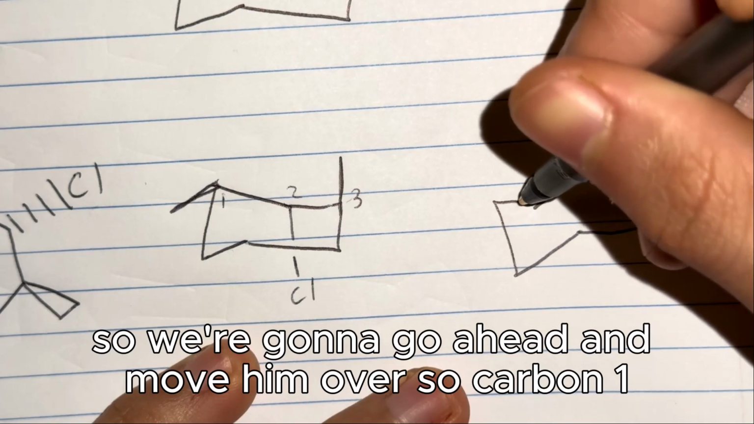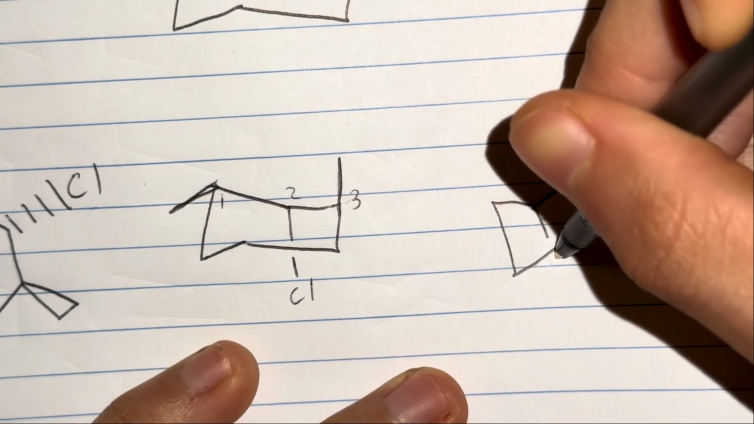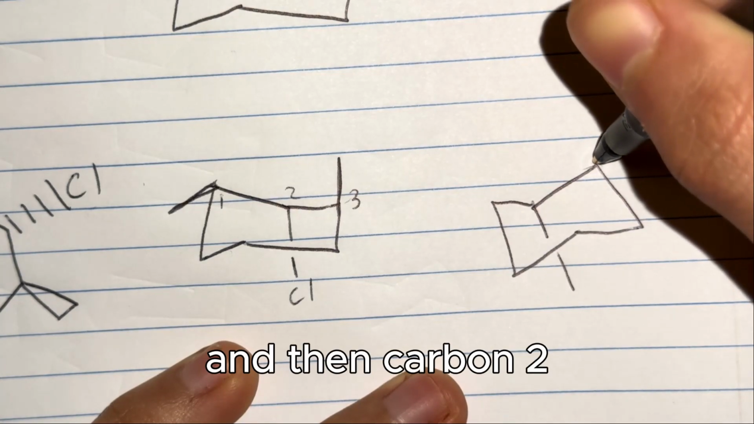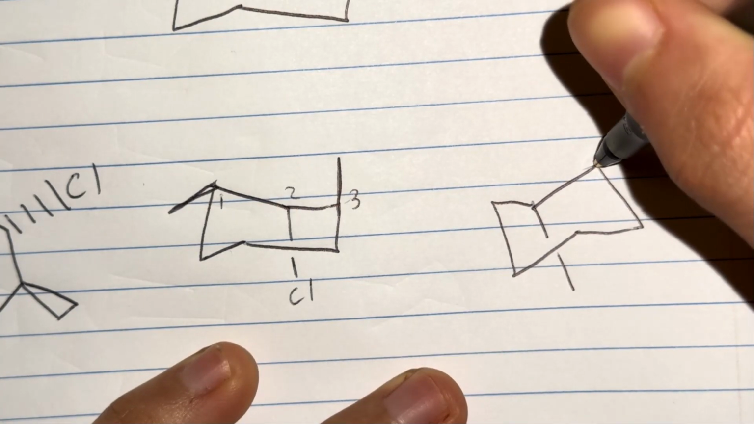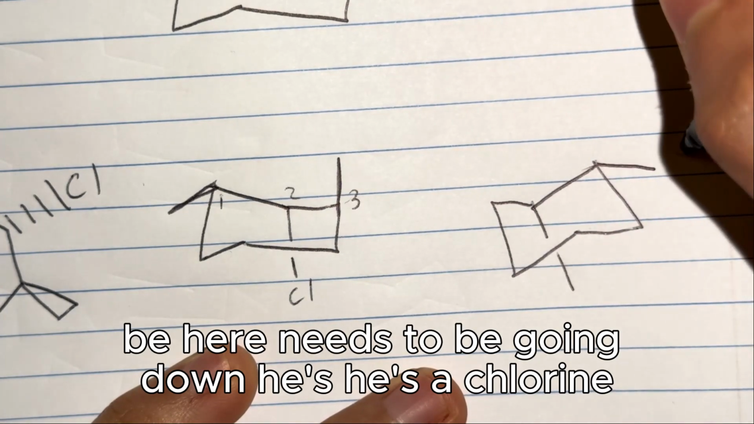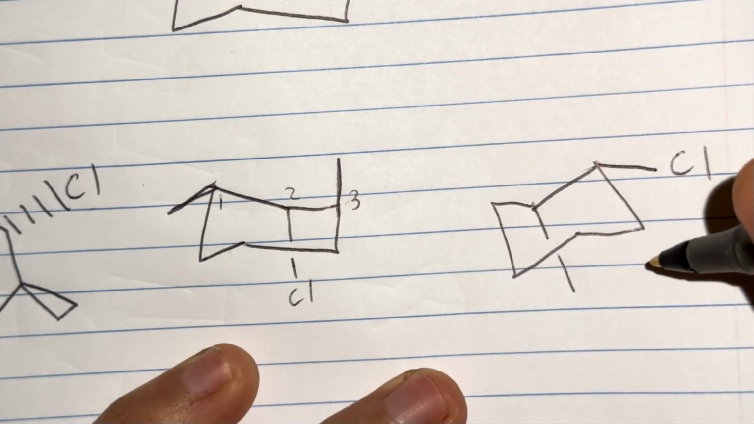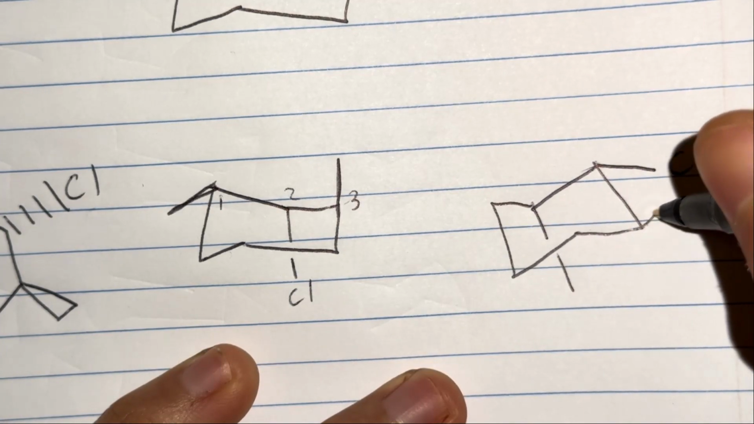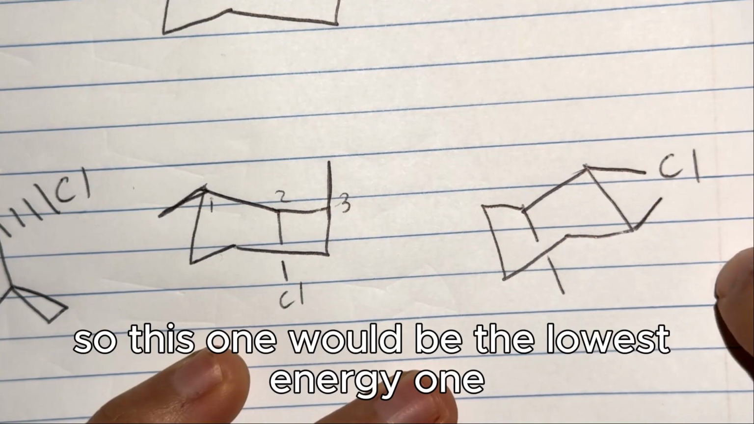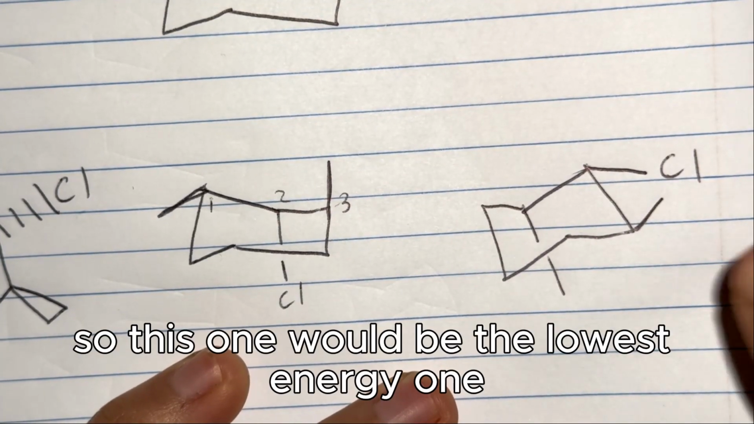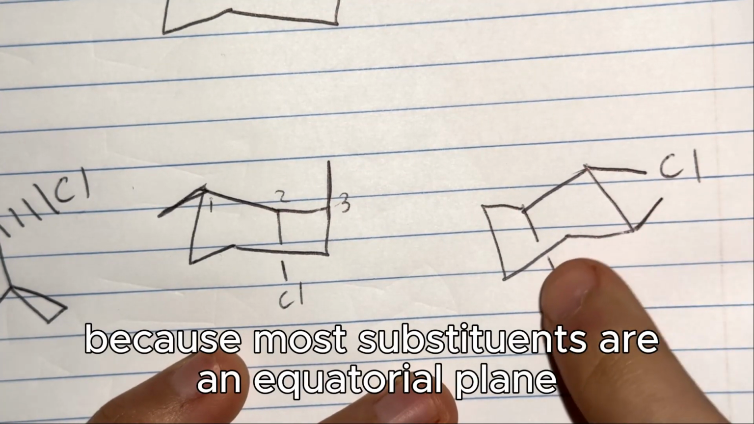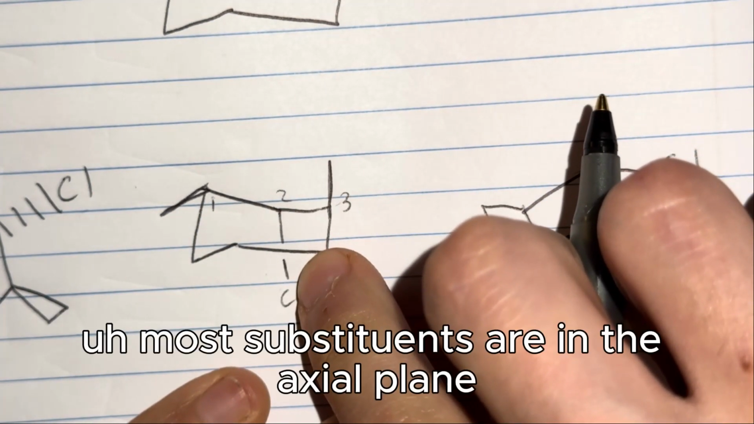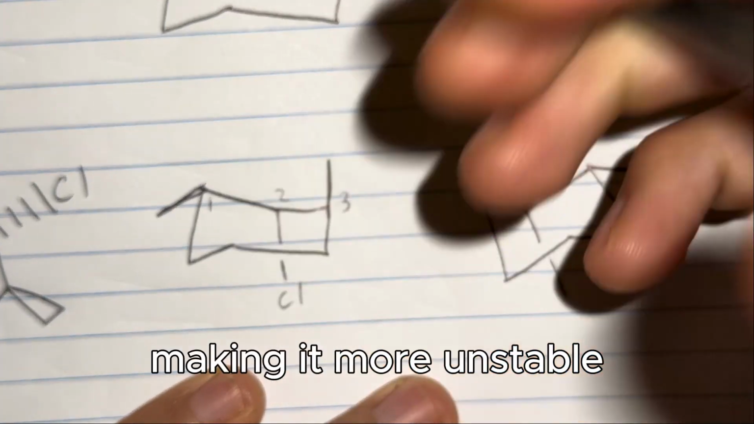So carbon 1, and he has to be going down. I guess that doesn't change. And then carbon 2 be here. He needs to be going down because he's the chlorine, and on carbon 3 he's going up. So this one would be the lowest energy one because most substituents are in the equatorial plane, as compared to here, where most substituents are in the axial plane, making it more unstable.